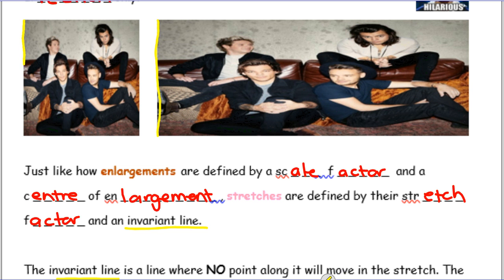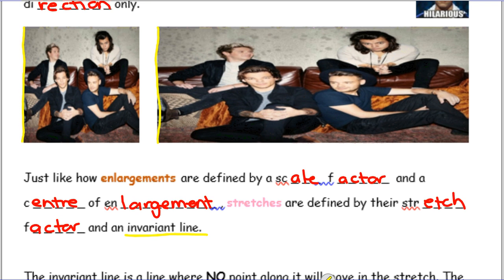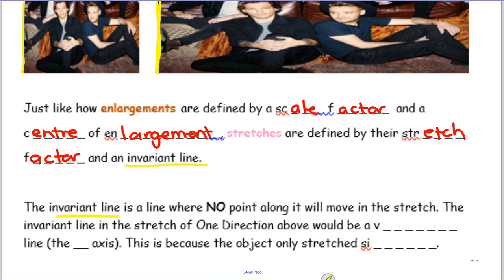So just imagine, they're done separately on two separate axes. The invariant line basically means that in this particular diagram, it's only stretching out sideways. It wasn't stretching upwards or downwards at all. So the invariant line therefore is a vertical line. It means at no point along this invariant line will any points move, but they will stretch out sideways instead. The invariant line is a line where no point moves. The one above would be vertical.